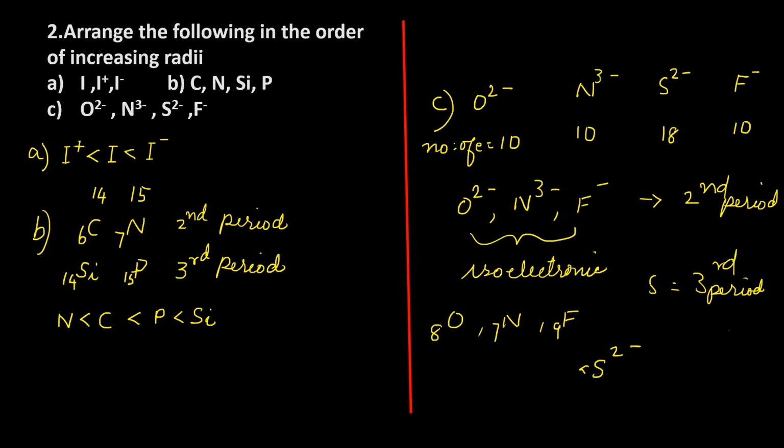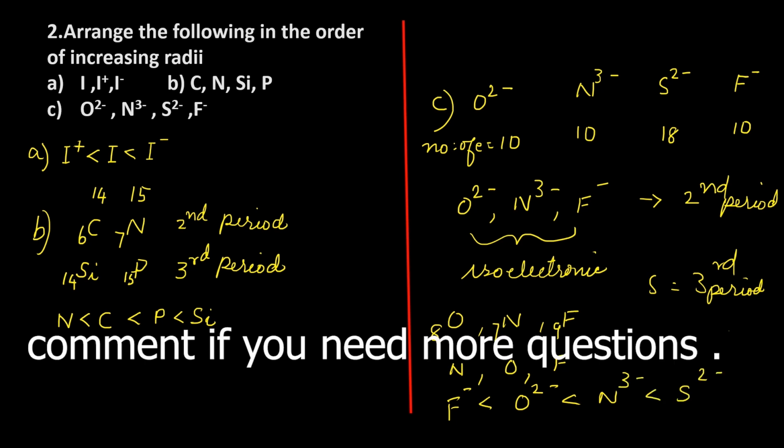When we arrange oxygen, nitrogen, and fluorine in the increasing order of their atomic number, it will be nitrogen, oxygen, and fluorine. For isoelectronic anions, the ionic size decreases with increase in nuclear charge. So the order will be fluorine negative less than oxygen 2 minus less than nitrogen 3 minus less than sulfur 2 minus. Sulfur 2 minus is the biggest.